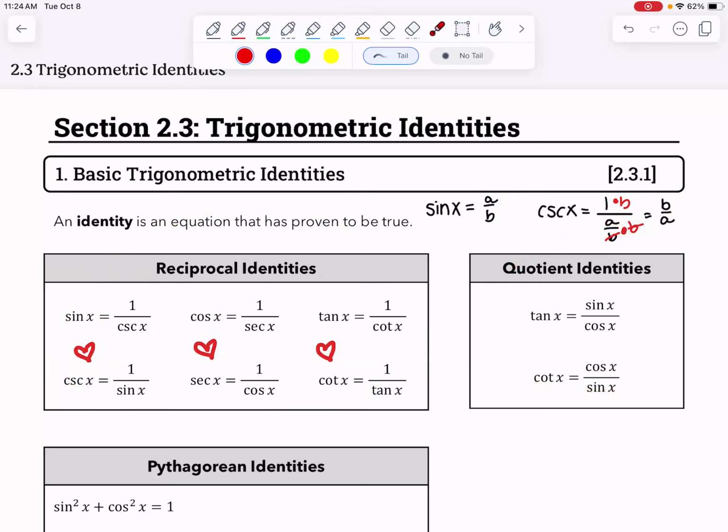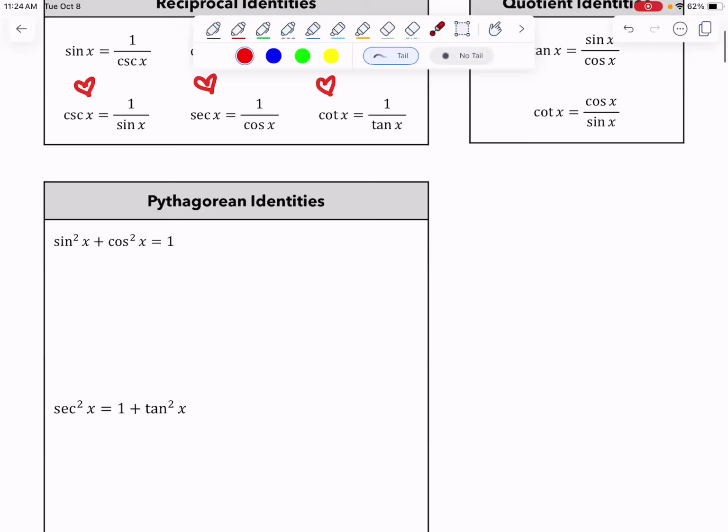Quotient identities, that tangent is sine over cosine, and cotangent by the reciprocal identity is cosine over sine. Those are the quotient identities because you are taking a quotient. You are dividing two things. We have talked about sine squared plus cosine squared equals 1, and we are about to talk about it a whole lot more. This is the most important identity in all of trigonometry.